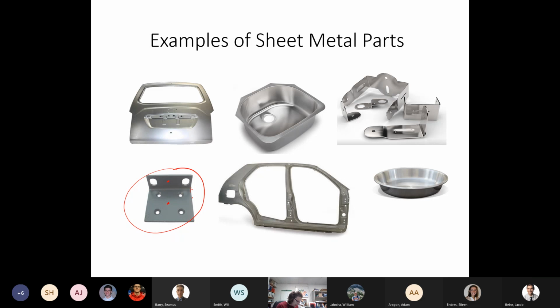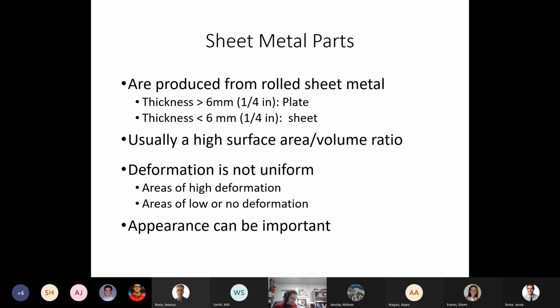All the deformation is confined. Same with here. We have deformation along the top, but the sides may have some deformation, but the bottom doesn't have any deformation. So one of the things that we see in sheet metal, and I'm going to go to the next slide, is the deformation is not uniform. There are areas of high deformation and there are areas of low deformation.